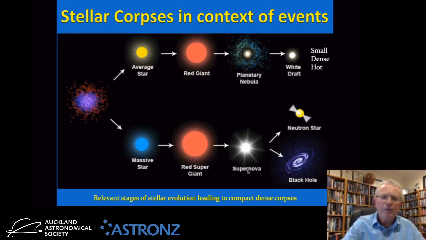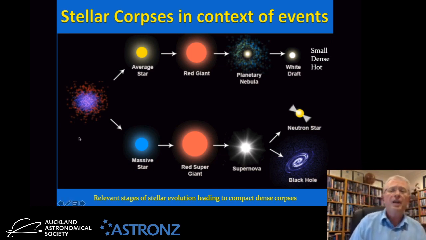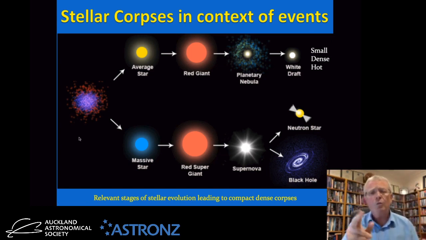I put this up here because it just shows you in context, once again, all these stellar corpses, where they fit in with stellar evolution, or how stars evolve. Once again, it'll make a lot more sense to us as we move forward. So here's your average star, say, like our sun. When it finishes burning hydrogen in its core, it becomes a big, fat, large red giant. Its outer layers then puff off with the planetary nebula, which we saw on the last slide, and there you're left with your white dwarf, which is small.